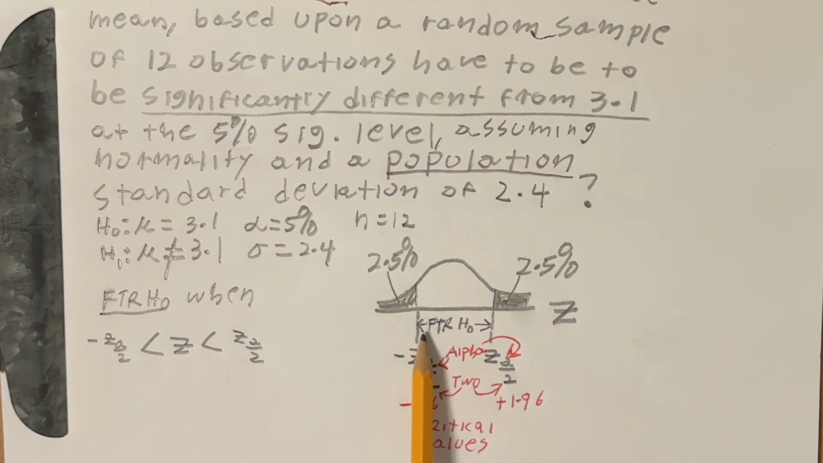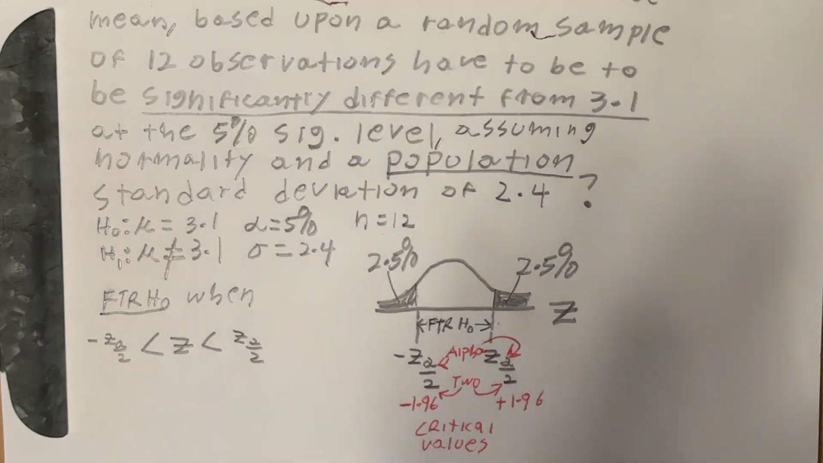All right, so this region here between negative z sub alpha over 2, which is negative 1.96, and positive z sub alpha over 2, which is positive 1.96, we are going to fail to reject the null hypothesis. This picture is the geometric representation of this little piece of algebraic notation. But I have to show you where you're going to go next. So I'll ask you, what do you think you're going to do next? Pause the video and see if you can figure out the next step.